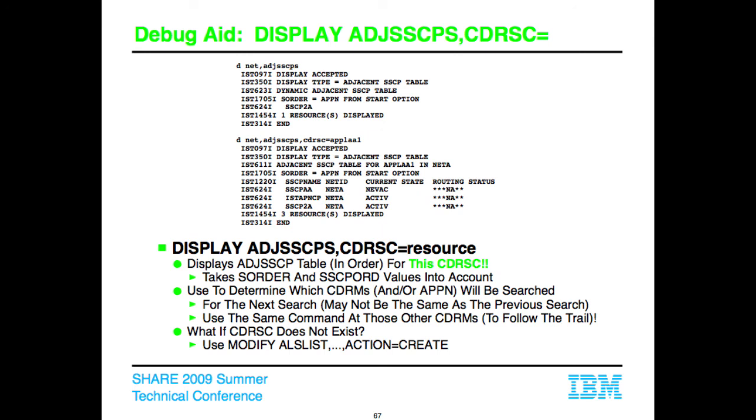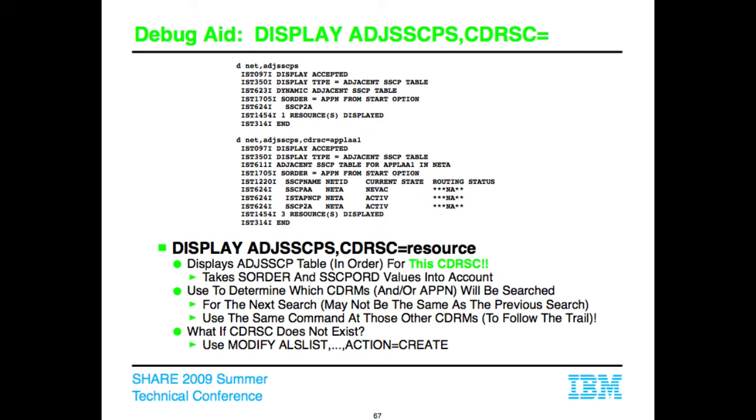Okay. So the next one I would like to talk to you about is the display adjacent SSCP CDRC command. A lot of people know that the display adjacent SSCP command will display your adjacent SSCP tables, but a lot of times that doesn't give you a lot of information. This is a display of an adjacent SSCP table that had just 1 entry in it. But this is a display of an adjacent SSCP table when I add the CDRC operand equals that node name to it. And what that does is says, I want you to take history and priority routing into effect. I want you to take dynamics into effect and add the dynamic entries and show me the whole list of things that you would search for this resource next time. It's not how I searched last time, it's how I'm going to search this time.